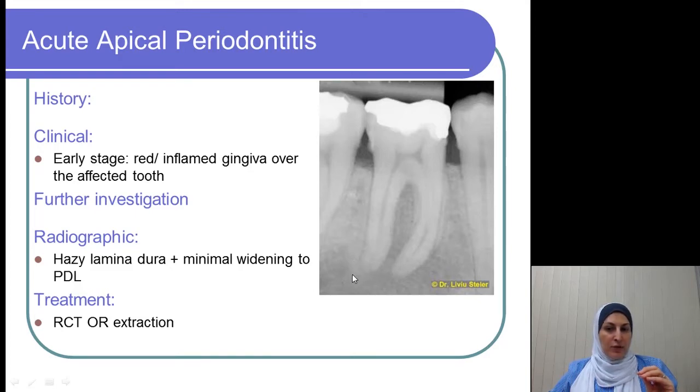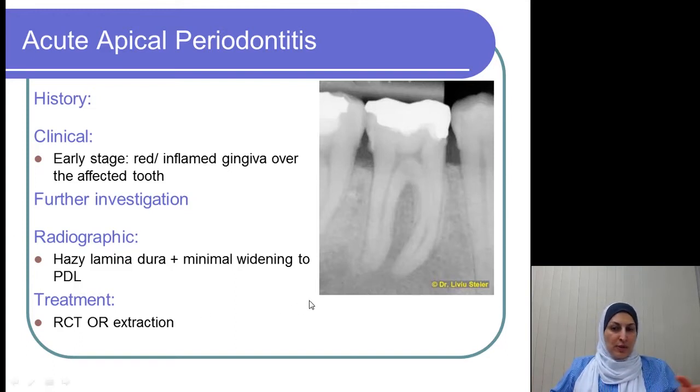You might see a hazy lamina dura, so it will start as a sharp line here, and when you get to the periapical area, it will start to be hazy. At the very initial stages of acute apical periodontitis, if the patient came to you immediately the next day, you might not see anything in the radiograph. There hasn't been enough time to make changes that can be detected radiographically. However, after a few days, you might start seeing changes in the periapical radiograph. It starts with the haziness of the lamina dura, then complete loss of the lamina dura, and when you wait longer, more changes can be seen.